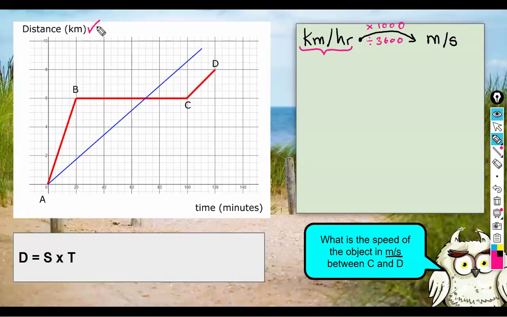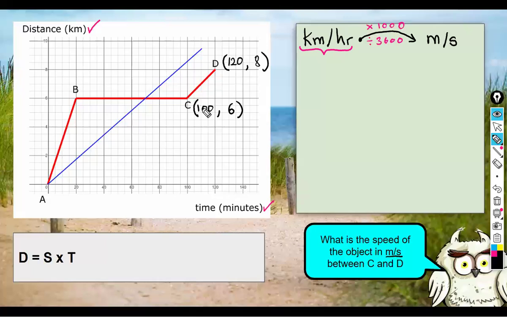So if we plan to first get our answer in kilometers per hour, we have to make sure our distance is in kilometers, which it is, and our time in hours, which it is not at the moment. But that is okay. Let's convert it here. Let's get the points at least. Point C is 100 minutes on the x-axis, and on the y-axis it is 6 kilometers. D is 120 minutes on the x-axis and 8 on the y-axis.